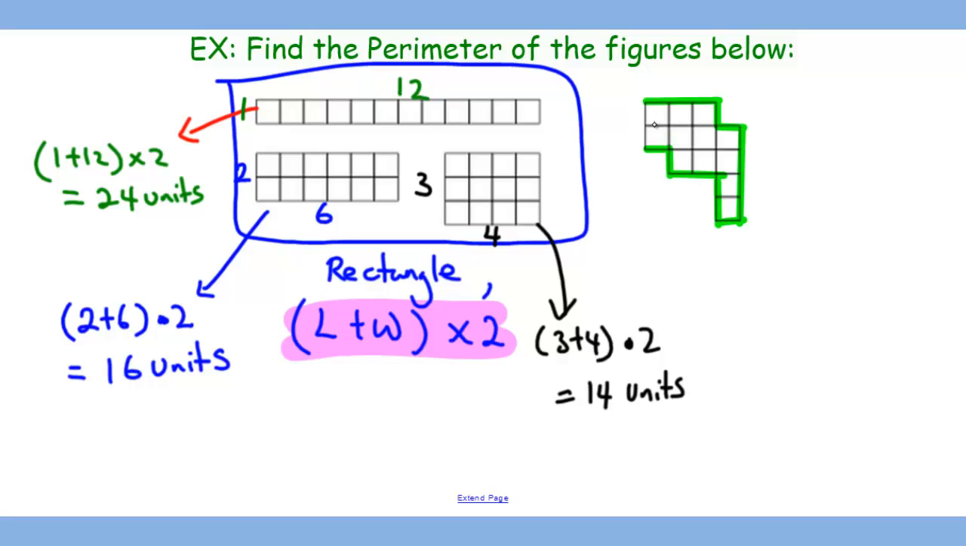The last one is an irregular shape, so we can only count the sides and then add them together, which are 3 plus 1 plus 1 plus 4 plus 1 plus 2 plus 2 plus 1 plus 1 plus 2, which gives us the final answer as 18.